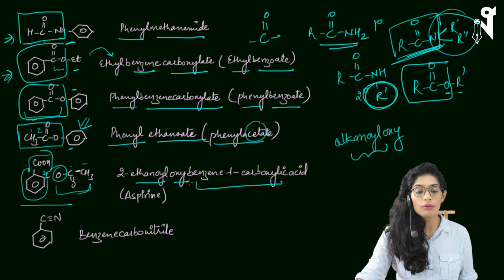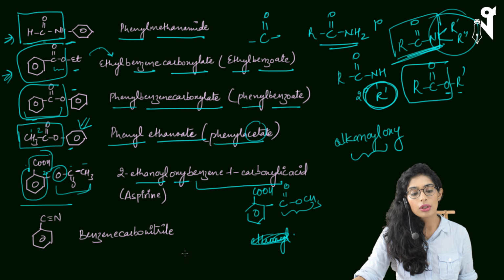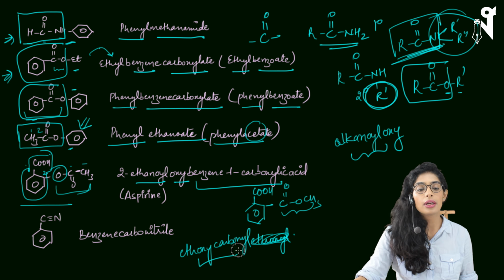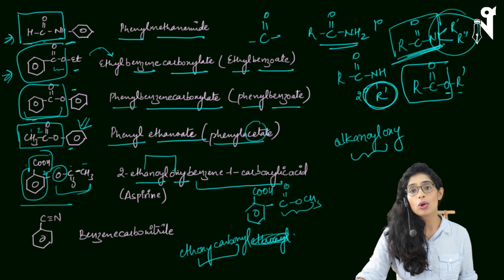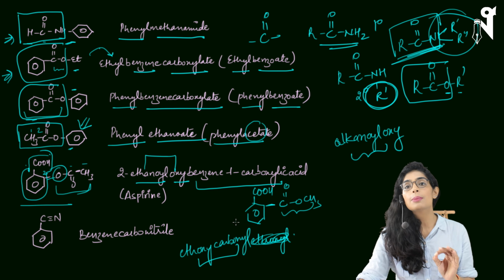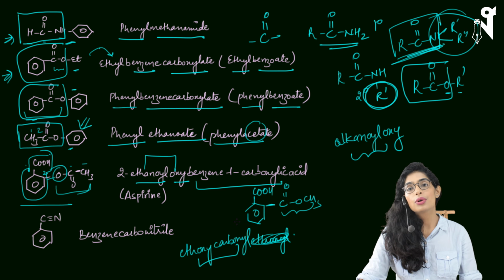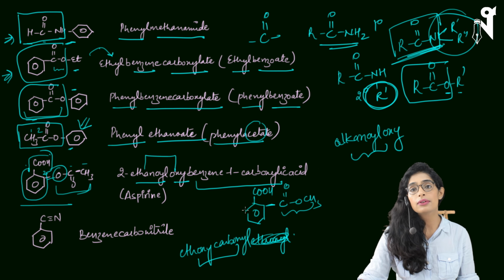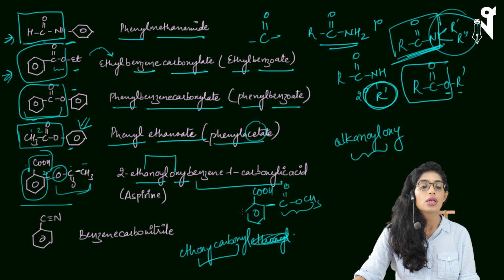So if this compound would have been this way, then it would have been ethoxycarbonyl. This would have been the name, but here the name is ethanoyloxy. Why is it ethanoyloxy? Because it is connected with the oxygen. Here in this case, it is connected with the carbon. So the name will differ depending upon how the ester is attached to the principal carbon chain. You have to be very careful while writing the name for such compounds. So the name is 2-ethanoyloxybenzene-1-carboxylic acid in this case. This compound is also called aspirin.